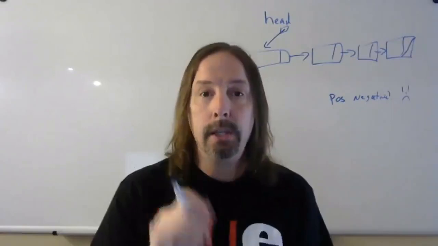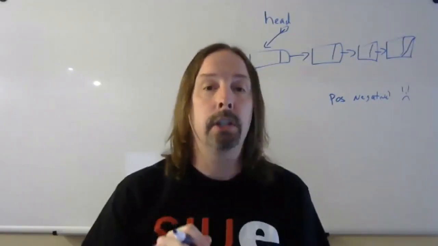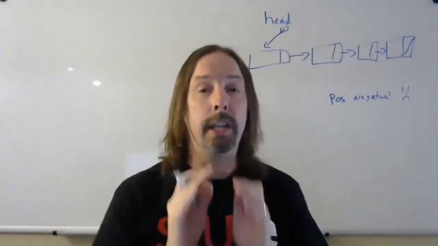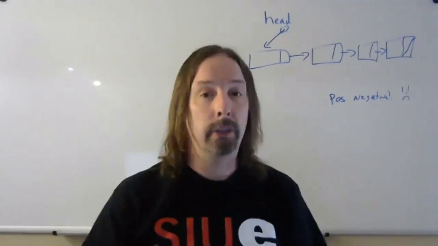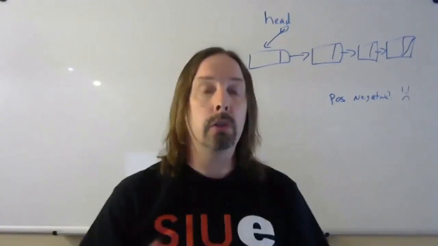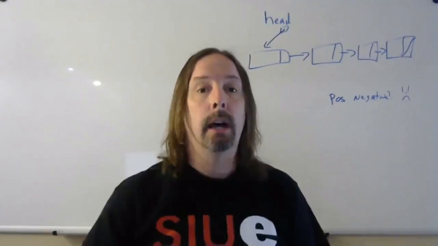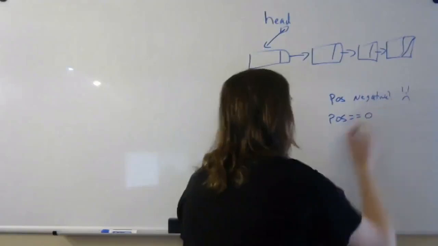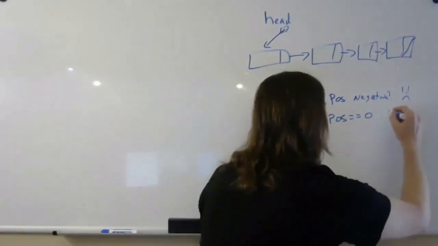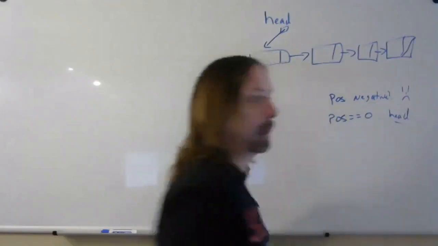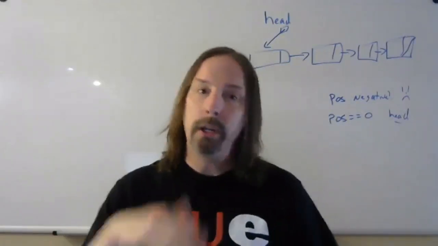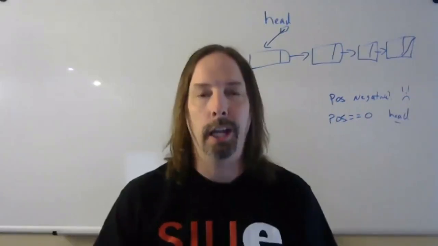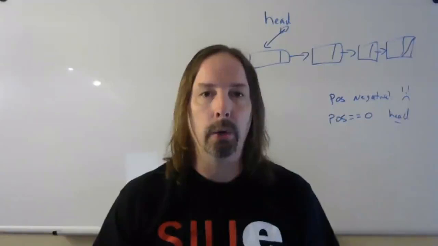There's a special case here because if the position is 0, then we're going to have to modify the head reference. This is the only position where we have to do this. So we need to treat it as a special case. So if position is 0, then we insert at head. All right. And we already know how to do that, so that's not going to be a problem. In fact, what we're going to do is just call the insert at head because we already wrote that code.